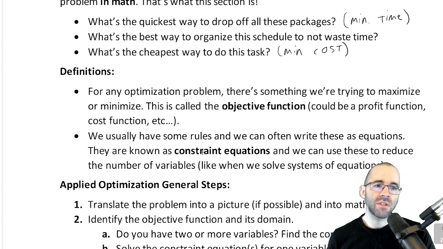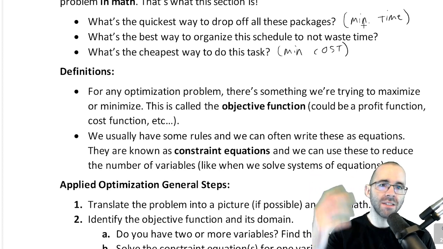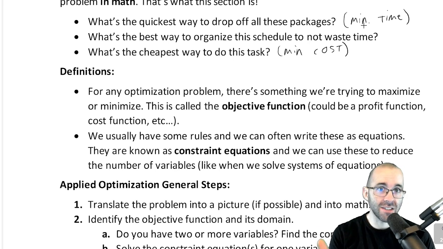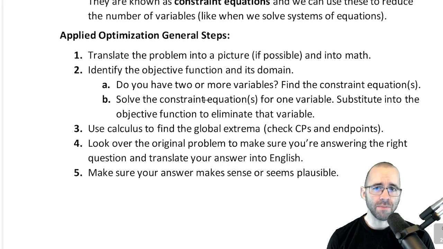Constraint equations are just the rules that we have to follow. So for, what's the quickest way to drop off all these packages? We want to minimize the time it takes, but we can't just teleport, and we have certain other requirements. We have to go from one to another, and then we have to go through all the spots and stuff like that. And writing those as equations is really hard too. But we'll be doing things not so bad, but that's what those words mean: objective function, constraint equations.